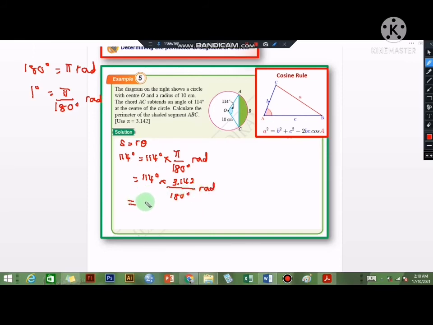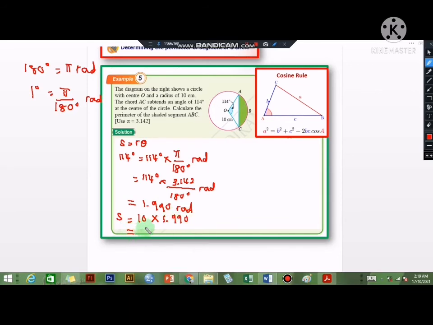So your answer will be 1.990 radian. Okay, that's it. So we already know the value of theta, which is 1.990 radian. Then we can find the length of arc ABC, which is S equals radius, 10 centimeter, multiplied by theta. Theta we already know, which is 1.990.